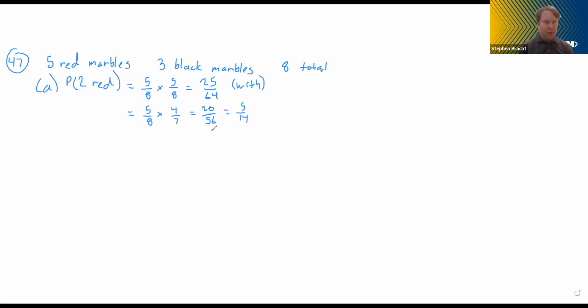Part B is pretty similar. It's just find the probability of 2 black, and you do it the same way basically as this one, right? Except we're looking at black instead. So I want to move on to part C because part C is a little trickier. Just flip back over here too.